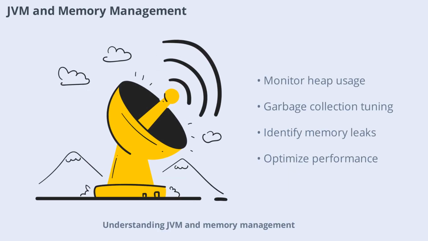Understanding JVM and memory management is crucial for optimizing Java applications. Monitor heap usage, garbage collection, and identify memory leaks. Tools like JProfiler provide insights into memory allocation and performance bottlenecks. By tuning JVM settings and managing resources effectively, you ensure your application runs smoothly.